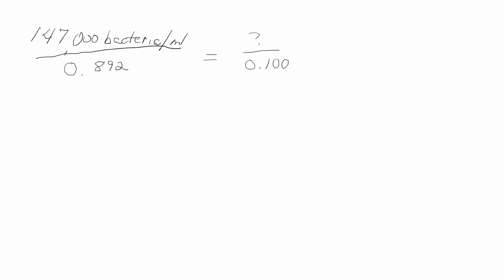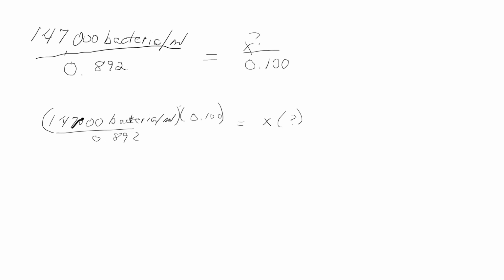What you do is you take 147,000 bacteria per mil, but you're going to take this, and do you remember how you can cross multiply? This will give you x, which in our case is what the question mark is. Okay, so we're solving for x.